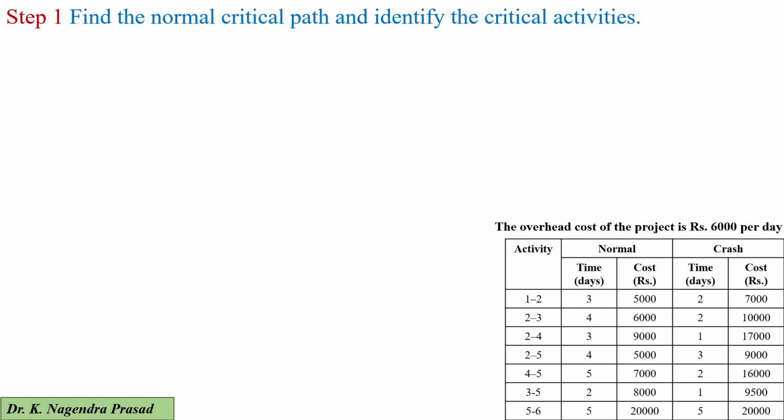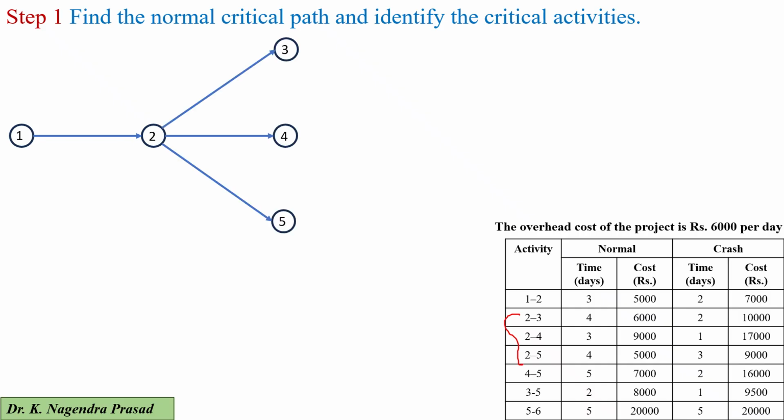Let's see the solution. The first step is to find the normal critical path and identify the critical activities. So first draw the network diagram. I have to start with the activity 1 to 2. Next we have to draw the activities 2 to 3, 2 to 4 and 2 to 5. These three activities start at the event 2.